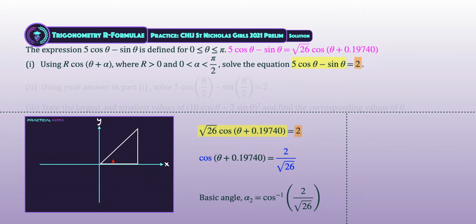For the angle to be within the range, it can only be moving upwards. And we will describe this angle as positive alpha 2. We can now equate theta plus 0.19740 to be equal to alpha 2. And shifting the constant to the right, we find that theta is 0.970 radian in 3 significant figures.